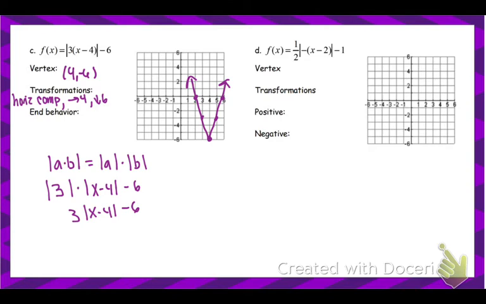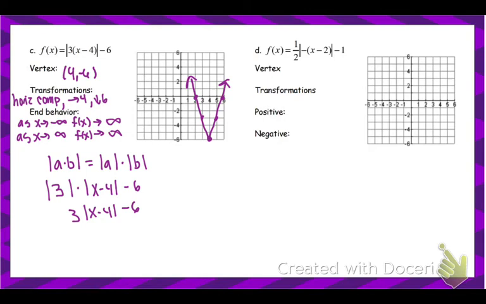All right, more characteristic review and behavior. As x approaches negative infinity, f of x is approaching positive infinity. As x approaches positive infinity, f of x is approaching positive infinity.